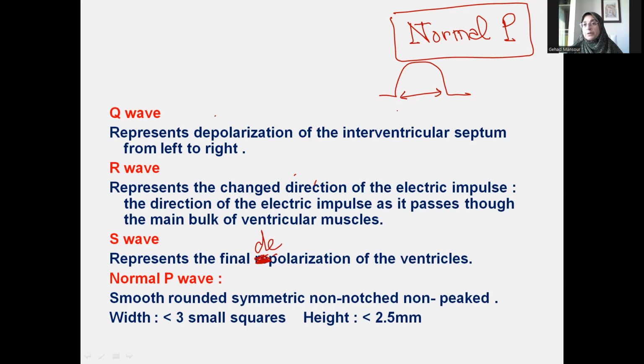Is it more than 3 small squares? It should not be more than 3 small squares. So this is the first small square, second small square, and third small square.